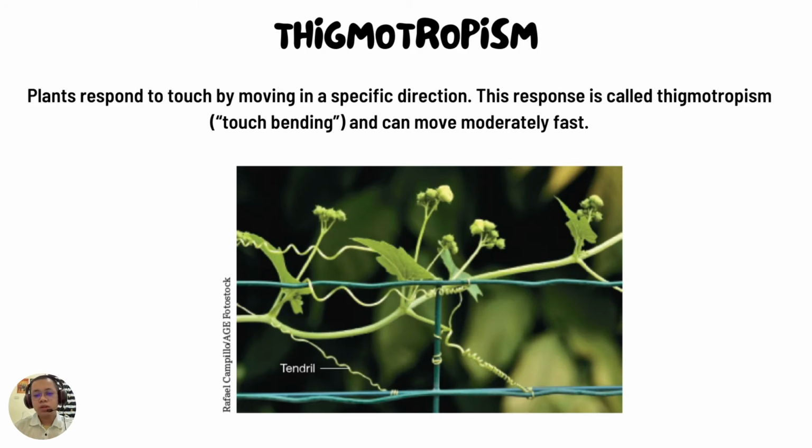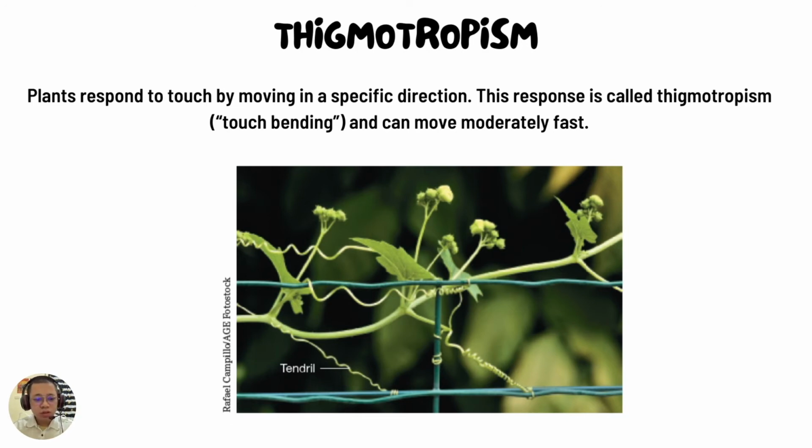Now we have thigmotropism. I think we are very familiar with this concept. Plants respond to touch by moving in a specific direction. This response is called thigmotropism, or touch bending, and can move moderately fast. We have the tendrils, which attach to different kinds of bodies. Just like in this one, the tendrils attach to a nearby body, which is a metal one. This is thigmotropism, moving in a specific direction.